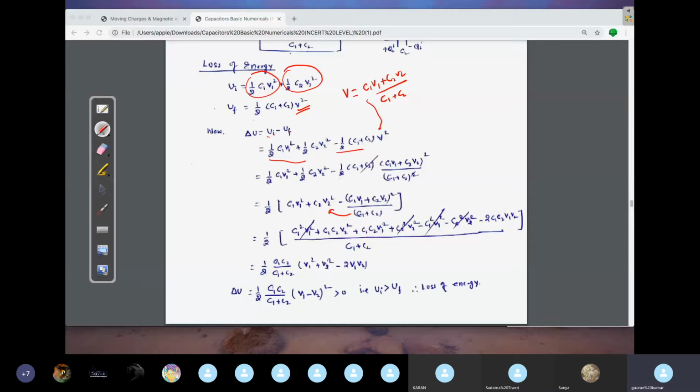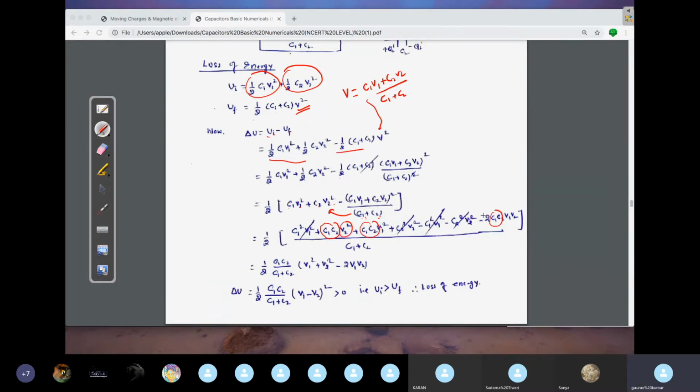Cross multiply means what? C1 V square. I will multiply by C1 C2 and C2 V square. I will multiply C1 C2. So I will get this. You can see that. Now you are left. I will take C1 C2 common. The remaining term I will take common. So what are you left with?